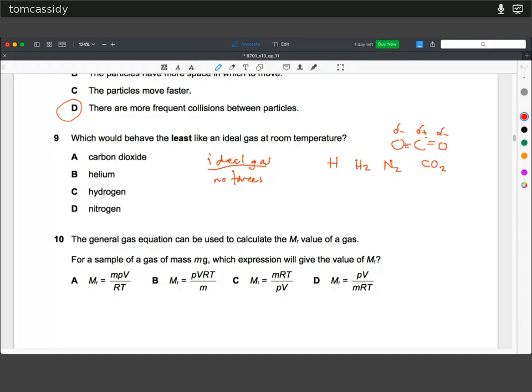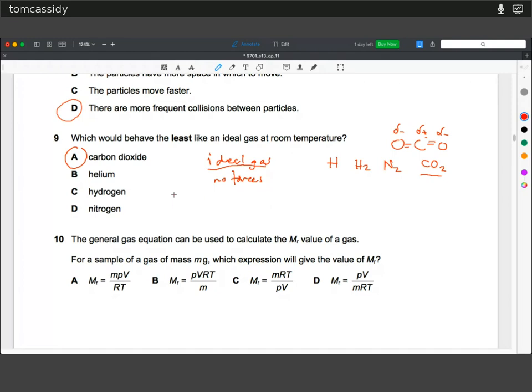And that means we can get permanent dipole to dipole interactions between the carbon dioxide molecules. And those permanent dipole-dipole interactions are stronger in intermolecular forces than the transient dipoles or London forces that you have between these non-polar molecules. So carbon dioxide is not going to behave like an ideal gas, because there'll be some forces between the molecules of carbon dioxide because of these permanent dipole interactions. So which is the least ideal gas? It's carbon dioxide.